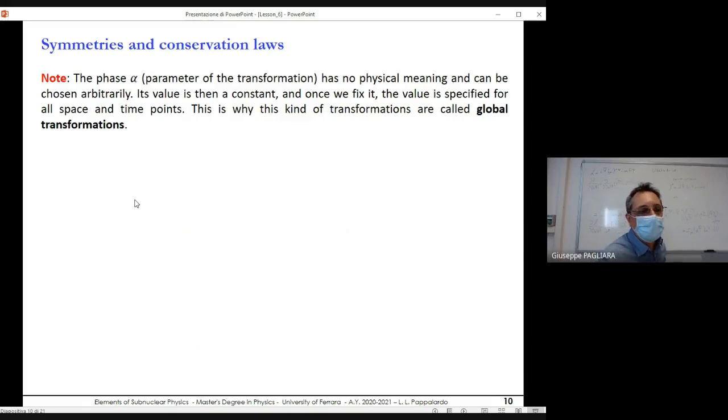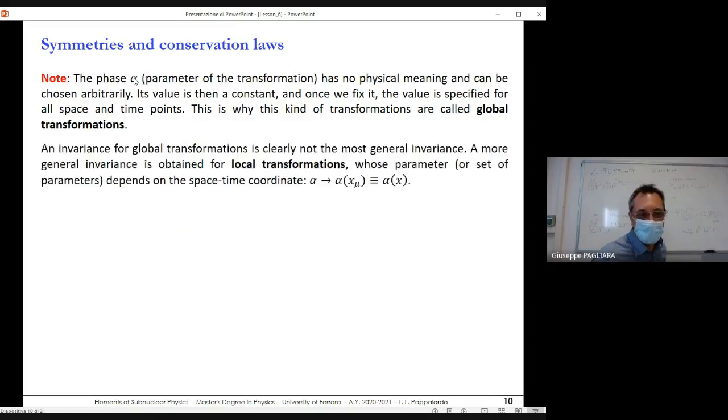Now, let's try to complicate our lives. The phase alpha, which is the parameter of transformation, has no physical meaning and can be chosen arbitrarily. Its value is constant, and once you fix it, the value is specified for all space-time points. This means that since we are dealing with a global transformation, this parameter alpha does not depend on the space-time coordinate. Once you fix it, it is the same everywhere in space-time, at any space-time coordinate. And this is why this kind of transformation is called a global transformation.